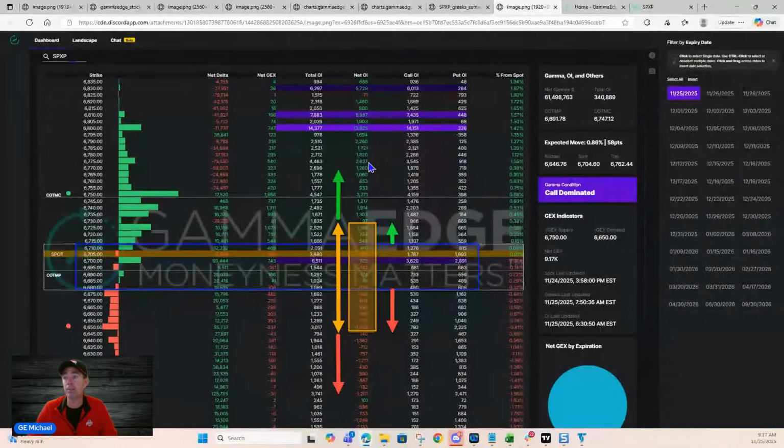All right, SPXP 0DT command or 0DT structure, call dominated, which is great. Those will be supportive, dampen volatility. You see the expected move dropped significantly. Yesterday was 1.39%, roughly 96 points.